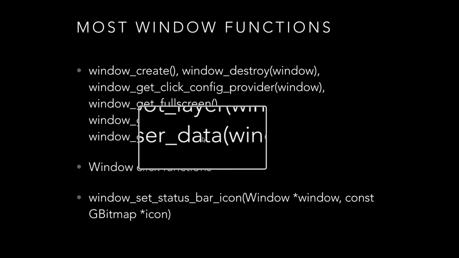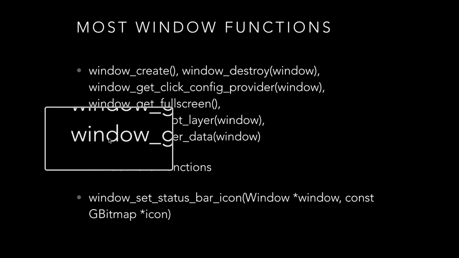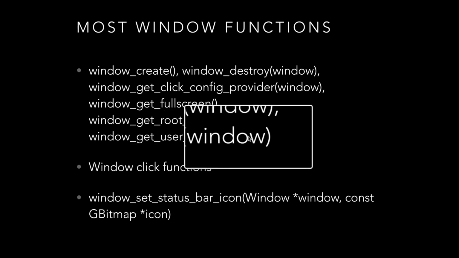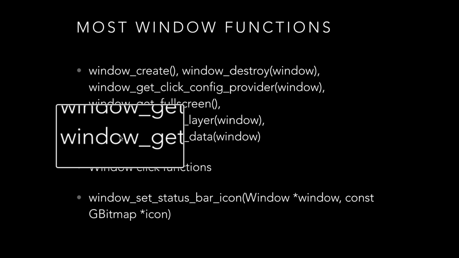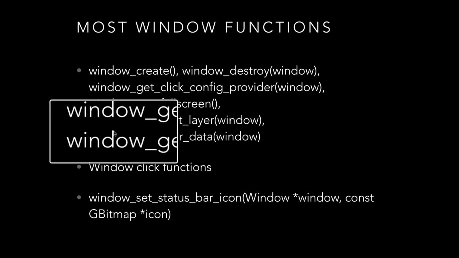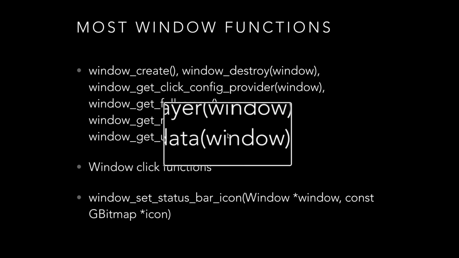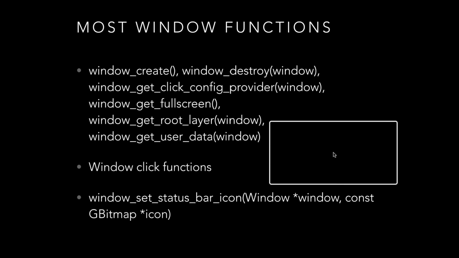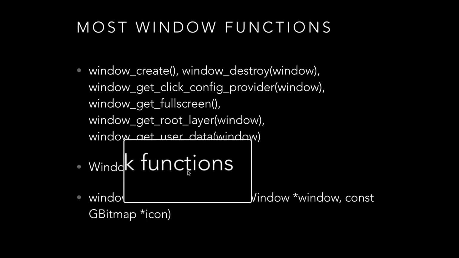And window get user data, and you pass in your window. So I have actually never used this before. I actually haven't heard of it until I looked into some more window functions when I was creating this PowerPoint. And so you can actually say window set user data and pass in whatever pointer you want, and it associates it with that window, and you can grab it later. So that's pretty handy.